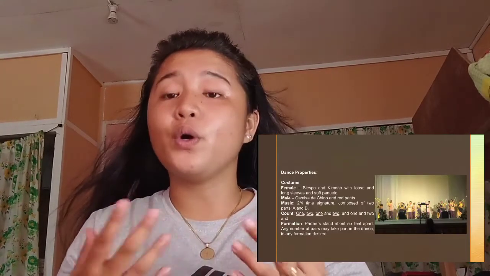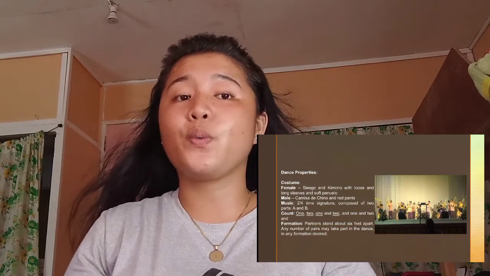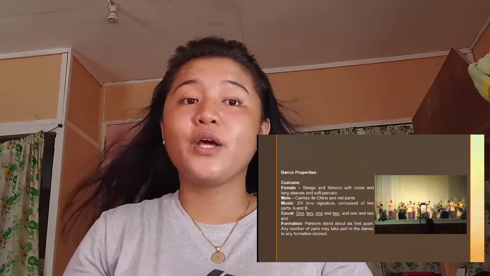Binislakan female wears chesgo and kimono, with loose and long sleeve and soft panuelo. In male, they wear camisa de chino and red pants. Music is 2/4 time signature, composed of two parts, the A and the B.